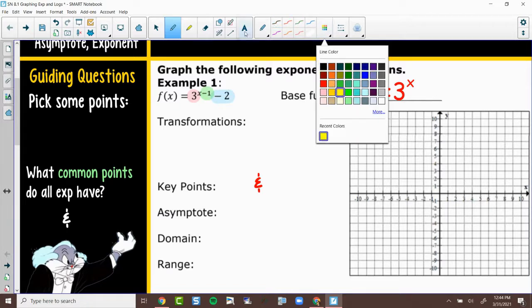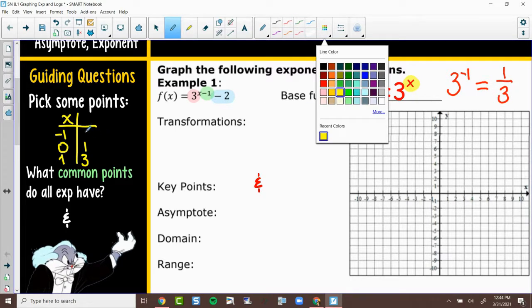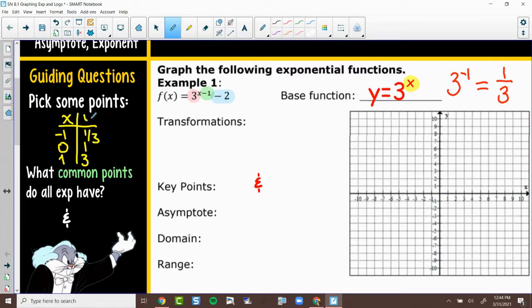Before I start graphing, what I like to do is pick a few points. So I'm going to create a little tiny table over here in my notes. Let's say I try to plug in a 0 for x. Well, 3 to the 0 would give me 1. If I plug in a 1, 3 to the first would give me 3. What would happen if I plugged in a negative 1? So 3 to the negative 1. That is a negative exponent, which will cause a flip, so 1 over 3 for my y value.